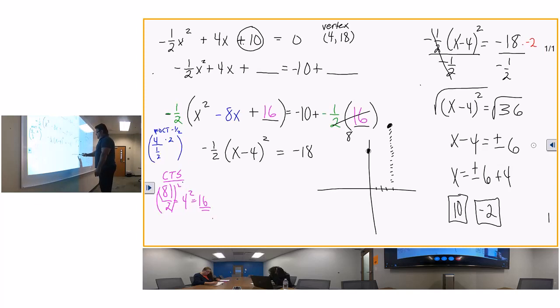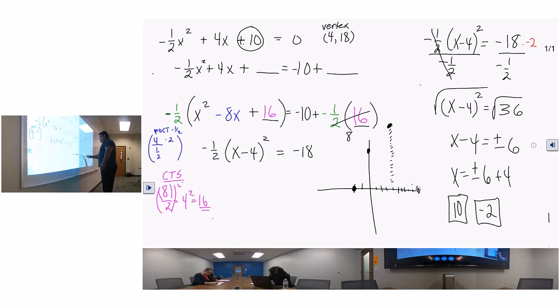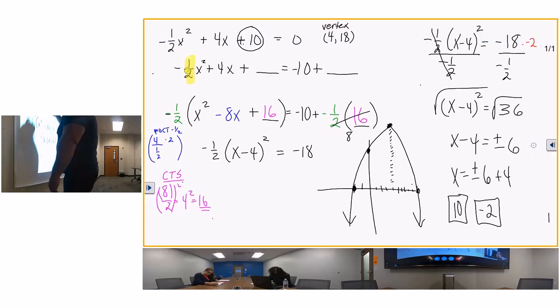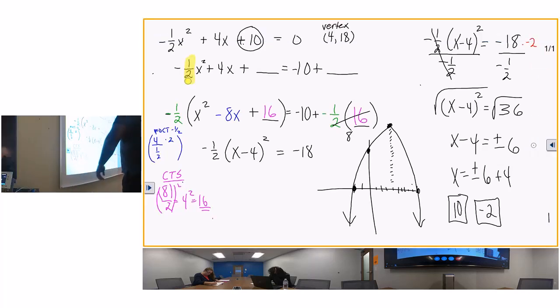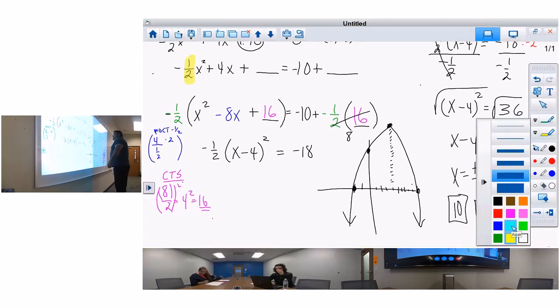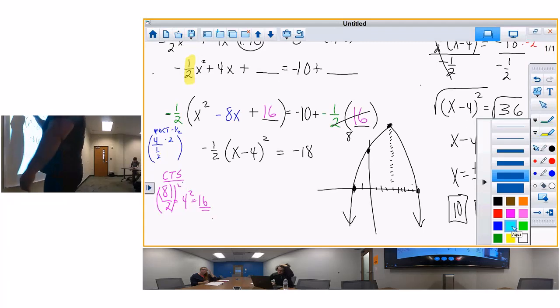Negative 2 is one x-intercept, and positive 10 is the other. Why is this so wide? Because it's a fraction. The wideness comes from the 1/2. Why is it opening downward? Because it's negative. The negative tells you that it's opening downward, it's concave down. Do not look at the negative and the 1/2 as the same thing.